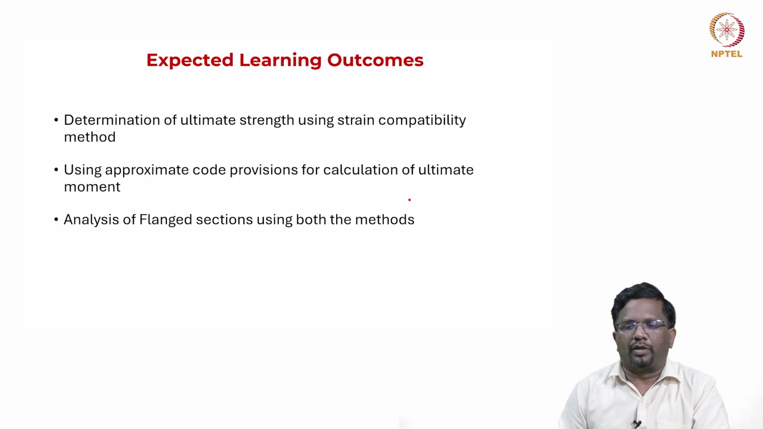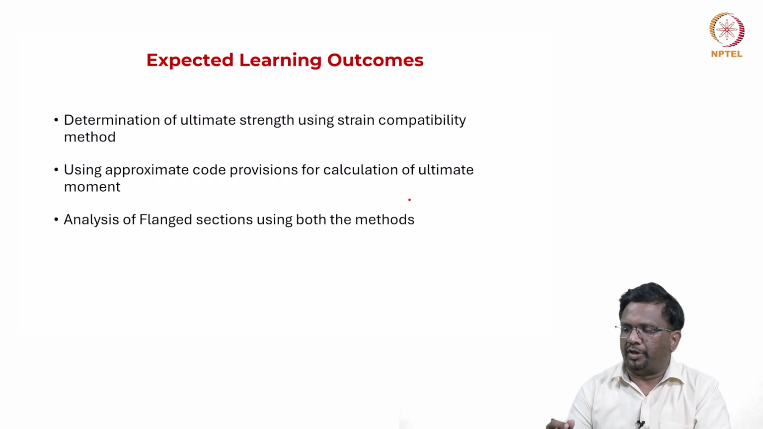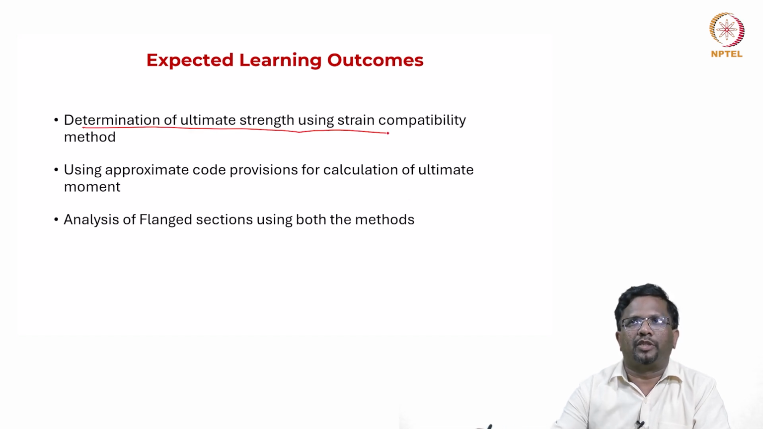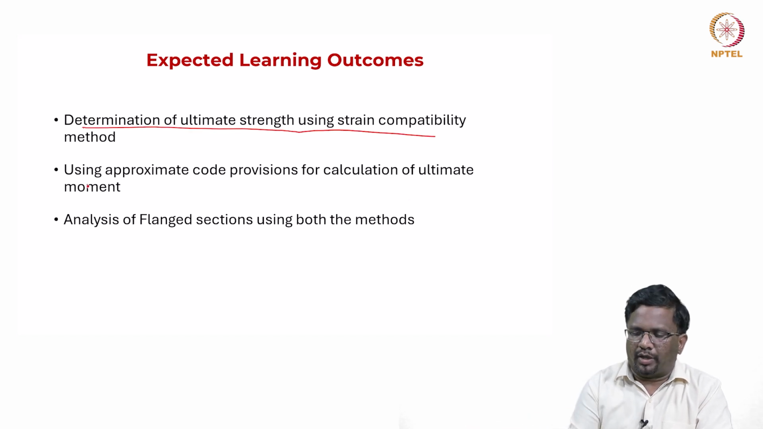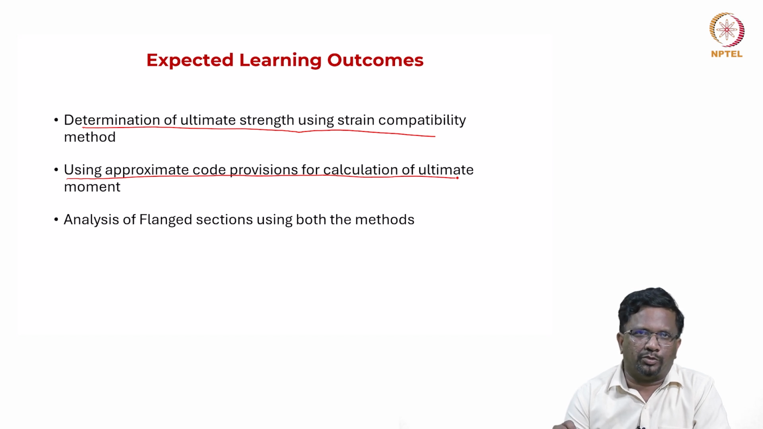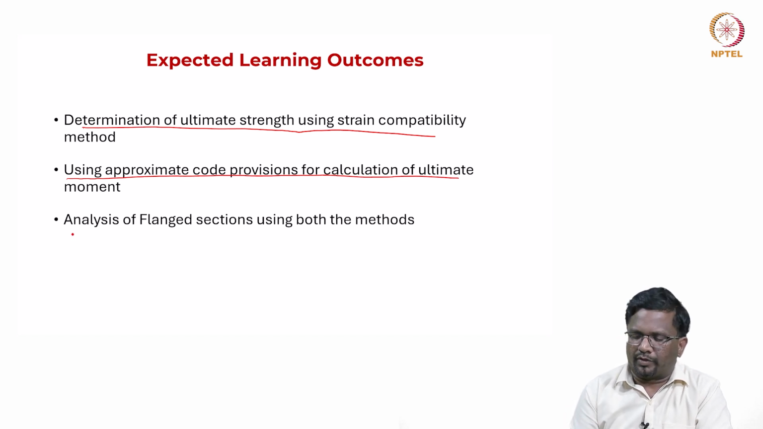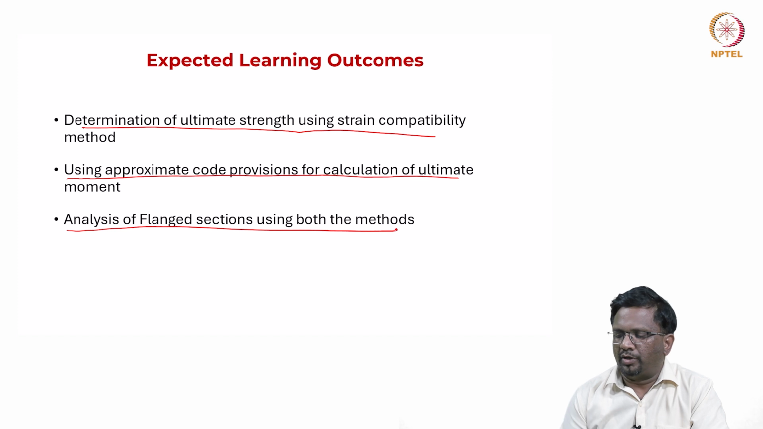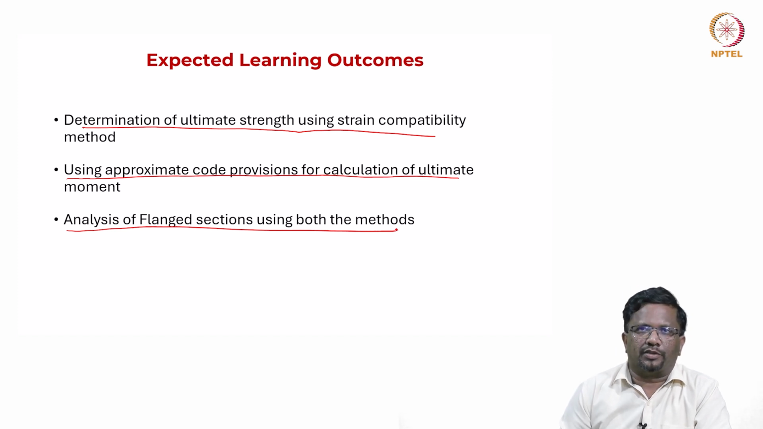The expected learning outcomes: the student should be able to determine the ultimate strength using strain compatibility method, and we will also explain what the approximate code provisions are for calculating the ultimate moment. Then finally, we will talk about how to use this for analyzing a flanged section using both the strain compatibility method as well as the approximate method.